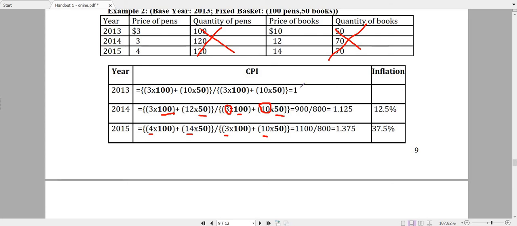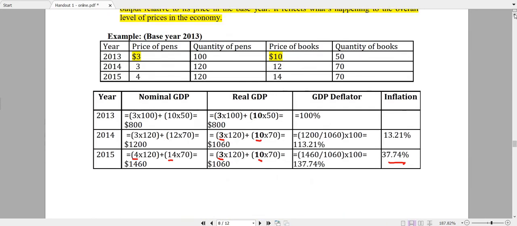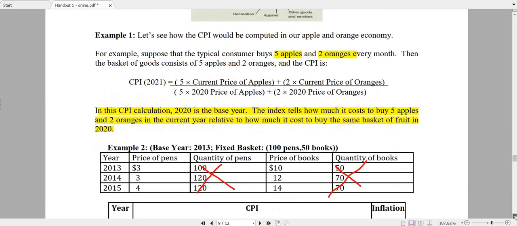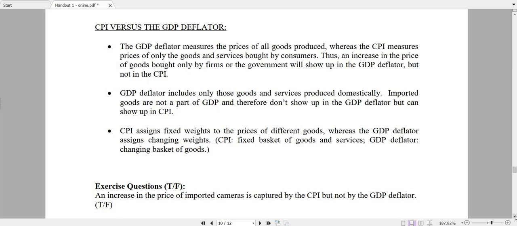Remember, in the case of the CPI index, the inflation between these two successive years, which is 13 and 14, is 12.5%. Whereas when I use the other technique, the GDP deflator, my answer turned out to be 13.21%. Now, the question arises, why do we see this difference in our measurement of inflation? Or why do different techniques yield different measures of inflation?